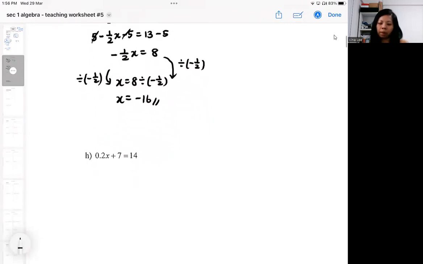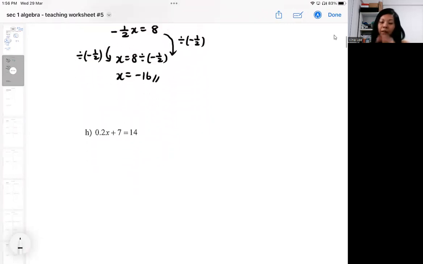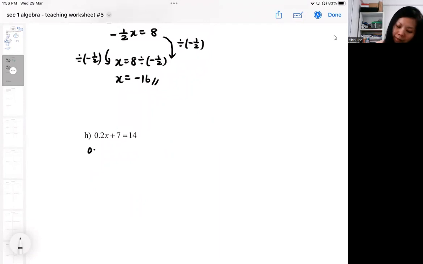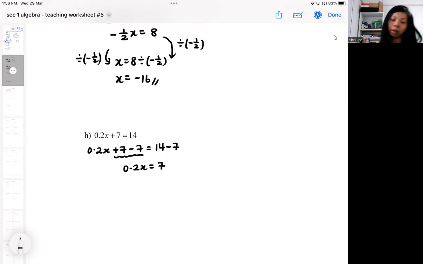The next one has a bit of decimal, but I still want my 1x. So I'm going to remove the 7 first. I'm going to minus 7 on both sides. So this part will disappear, 7 minus 7 is 0. And keep remembering you want your 1x. So I'm going to divide both sides by 0.2.